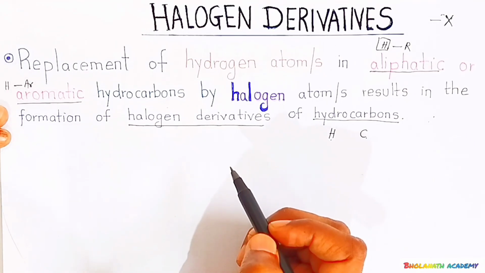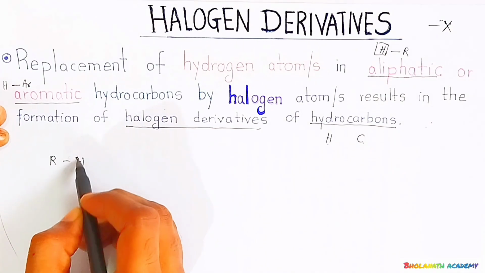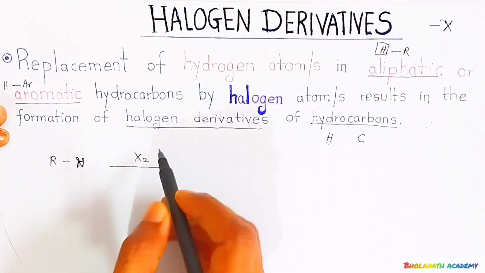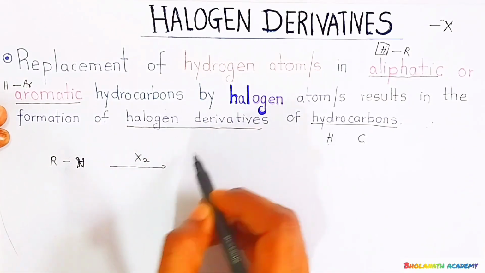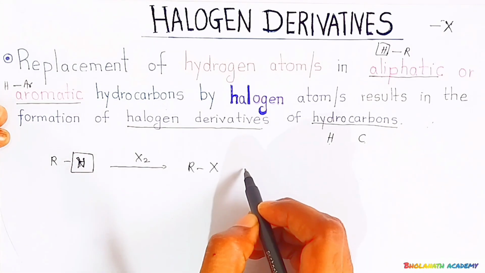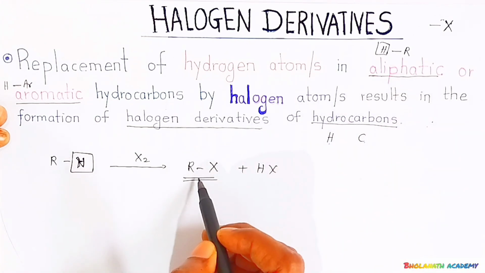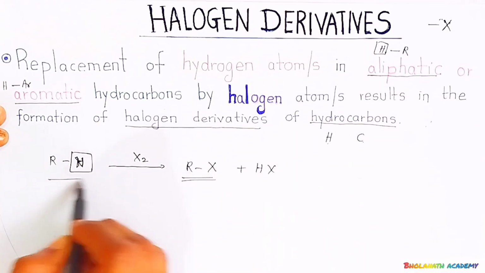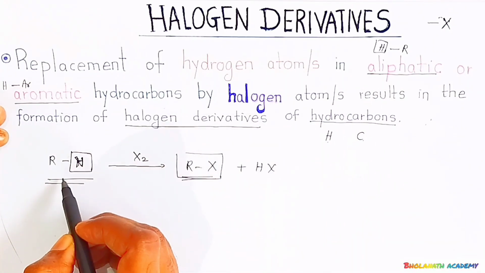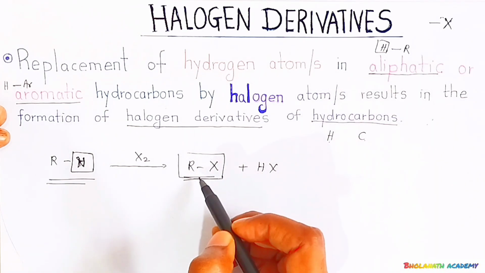Understanding, students? Say for example, suppose this is the aliphatic, this is the alkane I have taken. When we are replacing the hydrogen of the alkane, if you pass the halogen gas, what happens, students? This hydrogen is replaced by halogen, and the compound is called RX, and this is the byproduct. So this compound is called halogen derivative. We have taken aliphatic, we have derived this compound from aliphatic hydrocarbons. That is why it is called halogen derivative of aliphatic hydrocarbons.